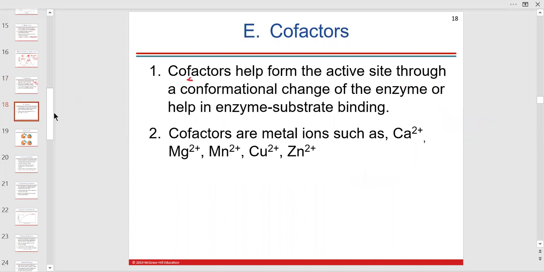So cofactors are more inorganic metals, right? Calcium. I think you really have to know that calcium has to be homeostatic in our blood all the time, because it can really throw off many reactions. And magnesium, manganese, copper, and zinc.